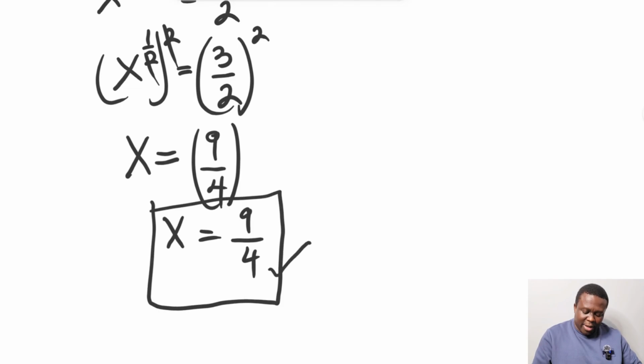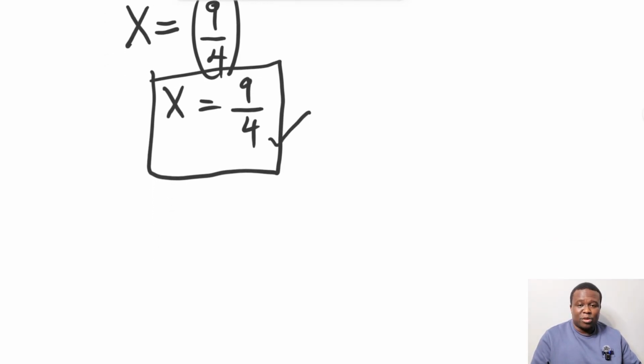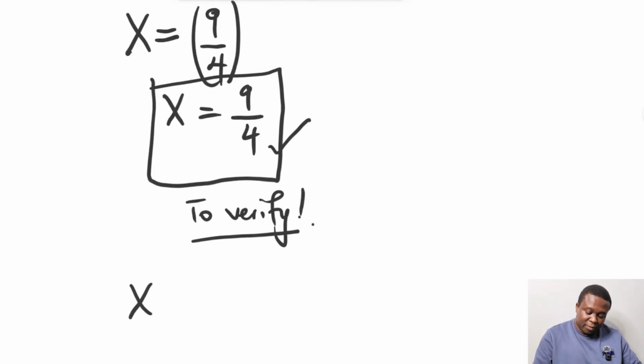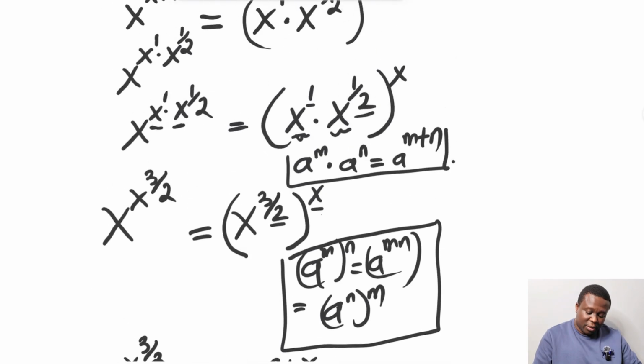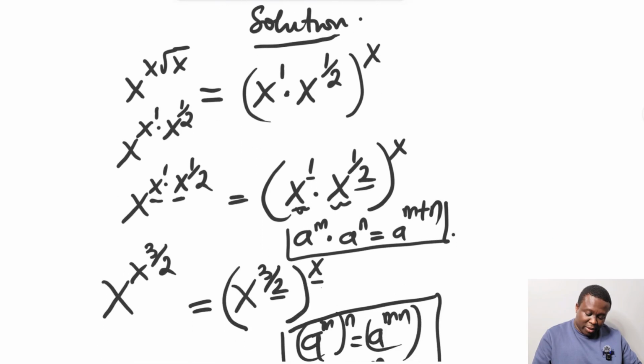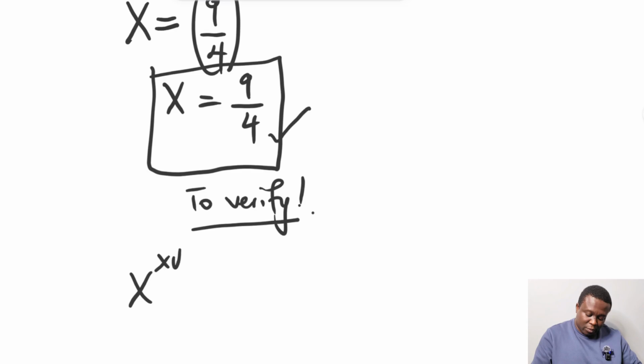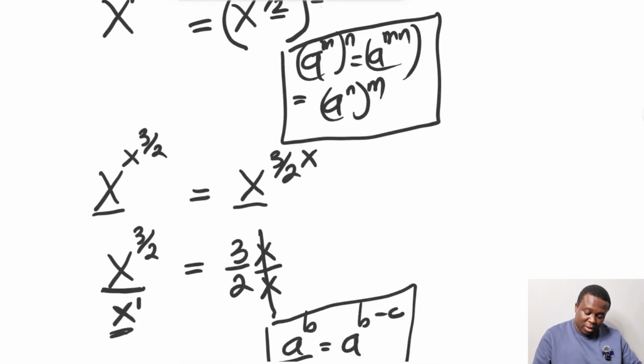And this is our answer. Now, let us try to verify this answer just to make sure that what we're doing is correct. So now if we go back to the equation we have, let's go back to that question again: x raised to the power x root x is equal to x root of x raised to the power x. Let's make sure.